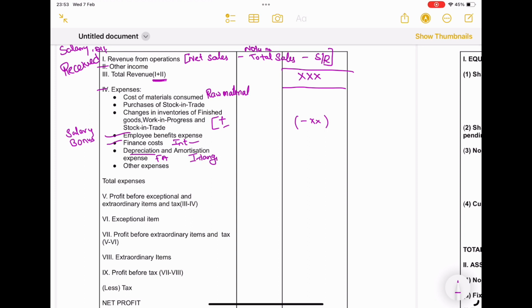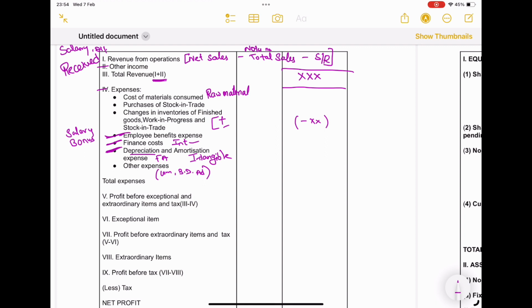Next, other expenses. Whatever is not included in the above expenses will be in other expenses. For example, commission paid to any vendor, or bad debts. Then administration expenses: the expenses which are not included in the above three will be identified in other expenses. Got it? So this is about expenses.